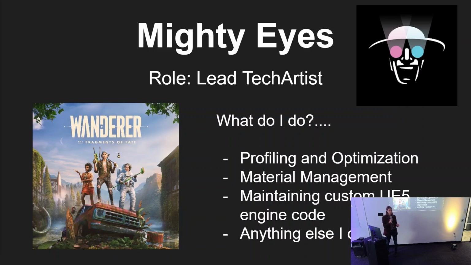I used to work at Money Eyes, where I was the lead tech artist. I do a lot of profiling and optimization, a lot of engine profiling. But the important thing is, this is our game, Wanderer: The Fragments of Fate. It's a VR game on a Meta Quest 2, which is not very powerful. It's a couple of years old, and it's a VR title, which means it's already got a lot of performance issues to begin with. So how do we make the most out of our mobile GPUs?